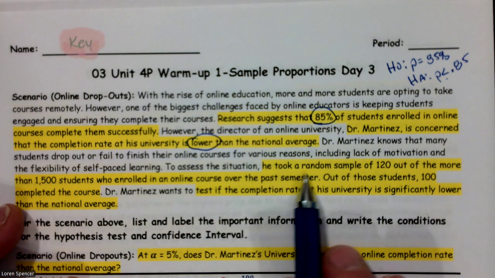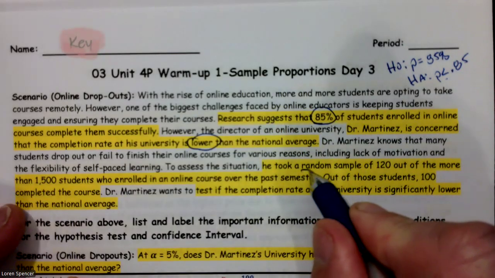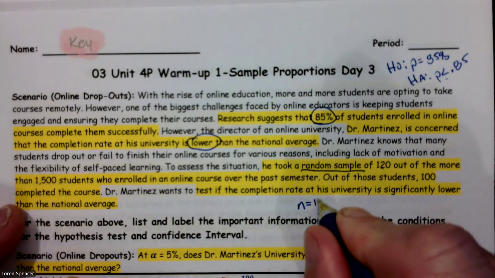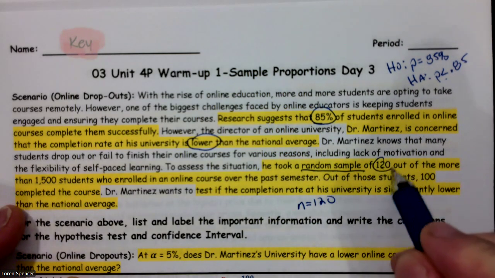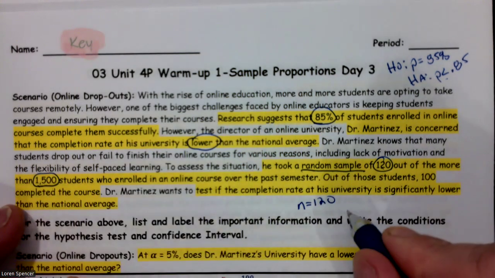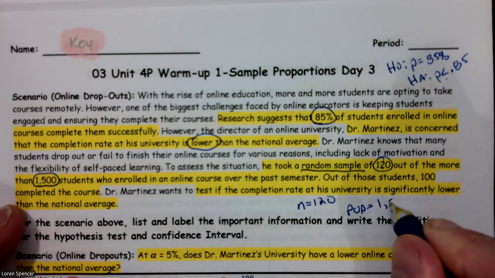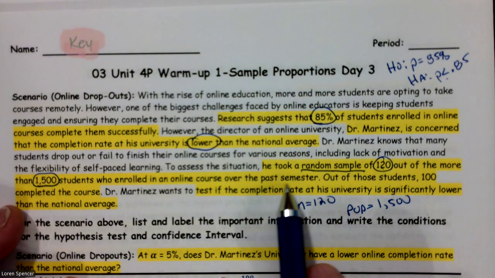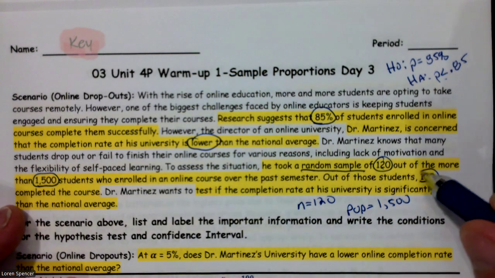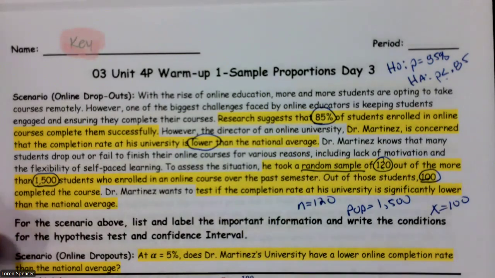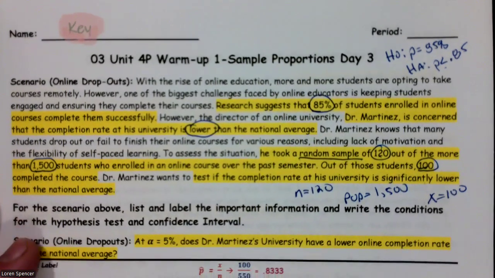To assess the situation, he took a random sample. Hey, that's important. That's a condition of 120. So we have a sample size of 120 out of the more than 1,500. Oh, we have a population size of 1,500 who enrolled in an online course over the past semester. Out of those students, 100 completed the course. So this right here is my X value. 100 out of 120 successfully completed the course.